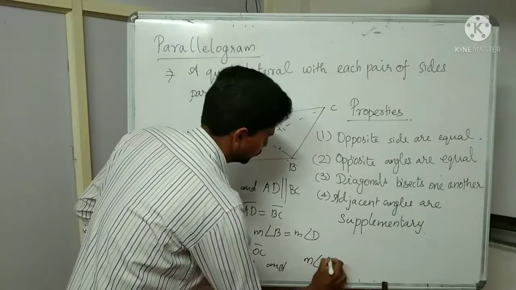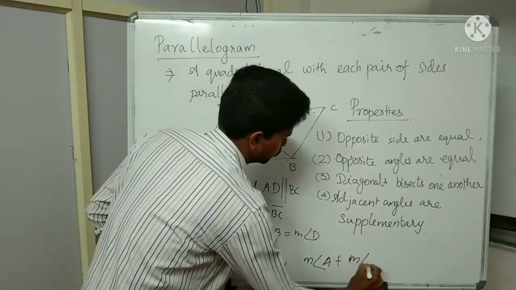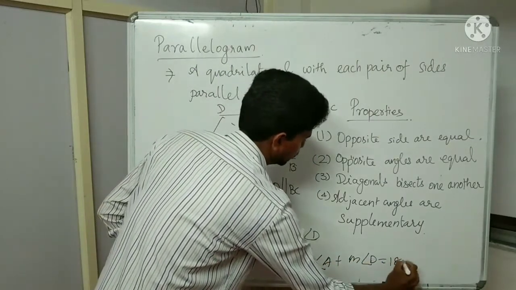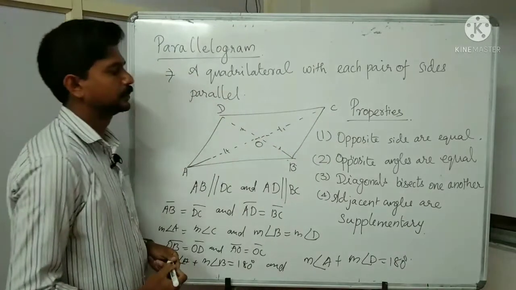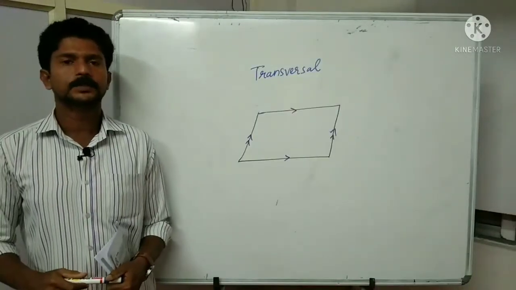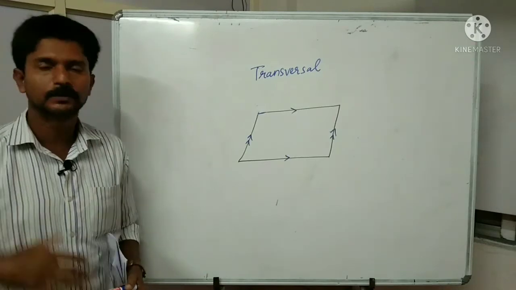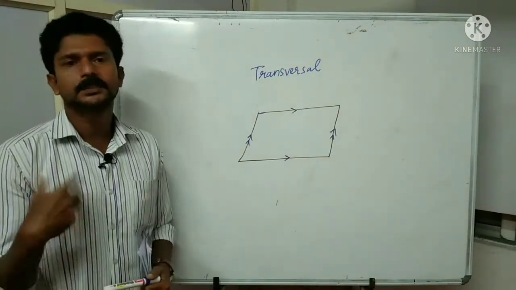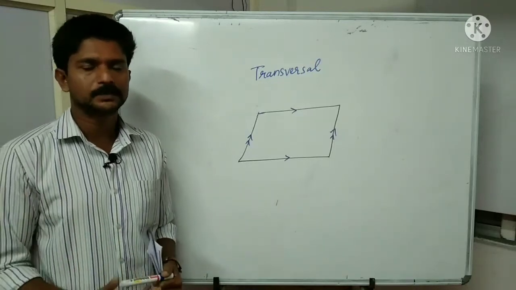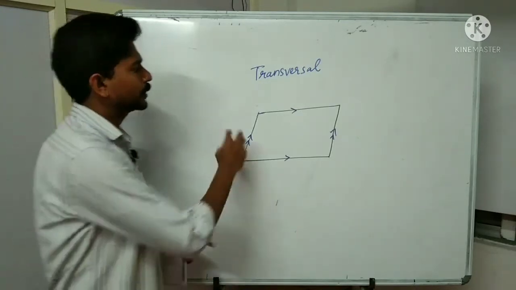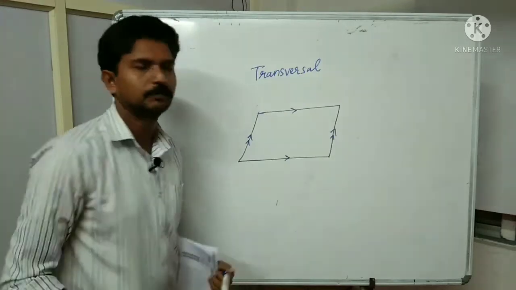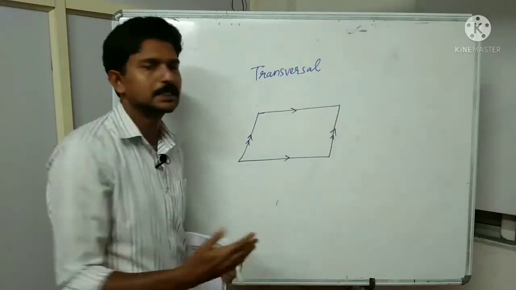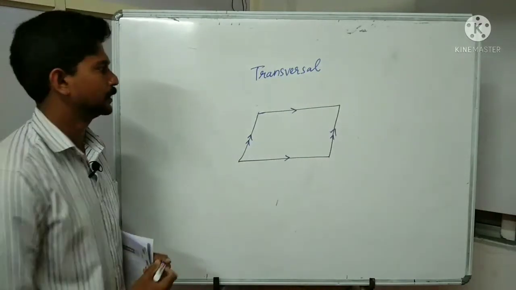So angle A plus measure of angle D is equal to 180 degrees. Next we learn about transversal. We already learned in 7th standard about transversal. We can recall what is meant by transversal. When there are two parallel lines, if a line intersects them, the intersecting line is called a transversal.